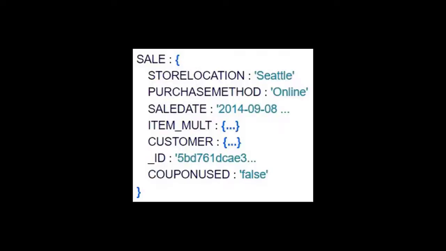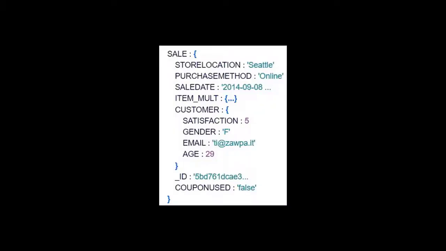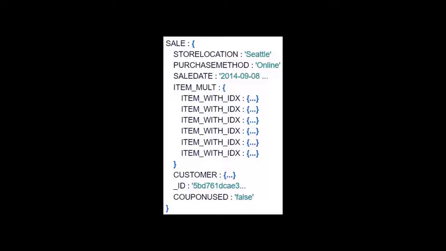We have drilled down into the first level of detail for this instance. You can see that a Seattle sale was done online on September 8, 2014. Now we drill down further. Clicking the ellipses to the right of customer reveals the key objects within customer, such as satisfaction. Let us now drill down into item molt. Expanding item molt reveals that this cell includes 6 items. Molt is an abbreviation for the word multiple and means a data construct that holds multiple members, as seen here.